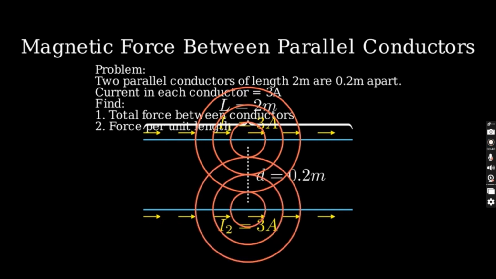Similarly, the second conductor creates its own magnetic field. These magnetic fields interact with each other, creating attractive forces between the conductors since the currents are flowing in the same direction. The force per unit length between parallel conductors is given by this formula.